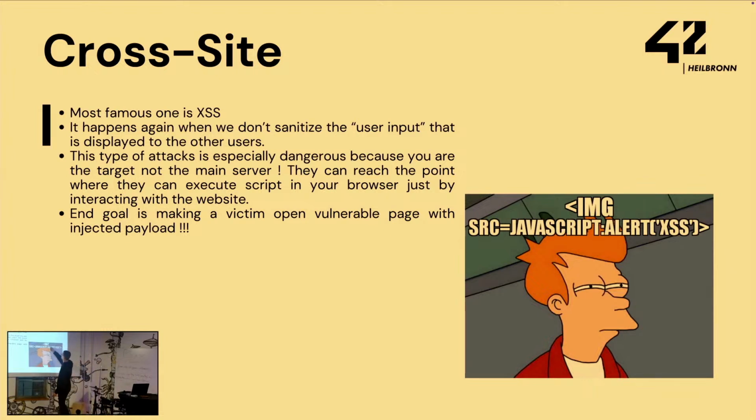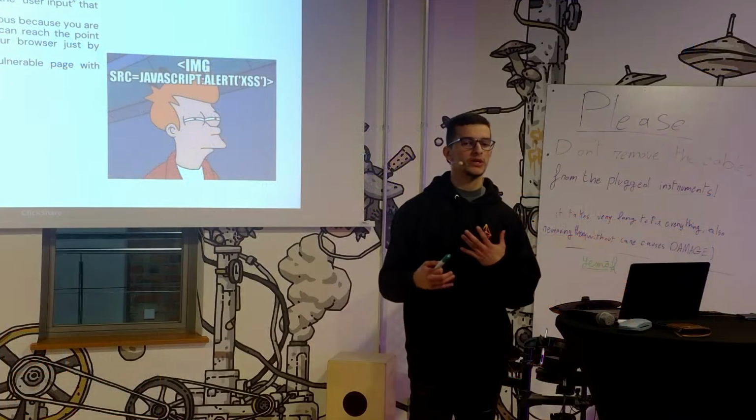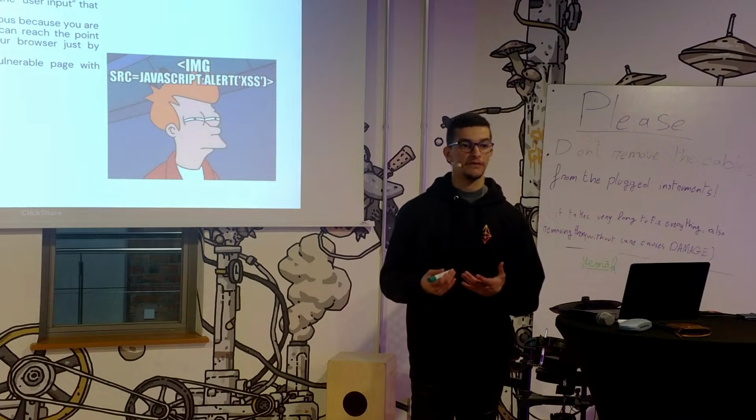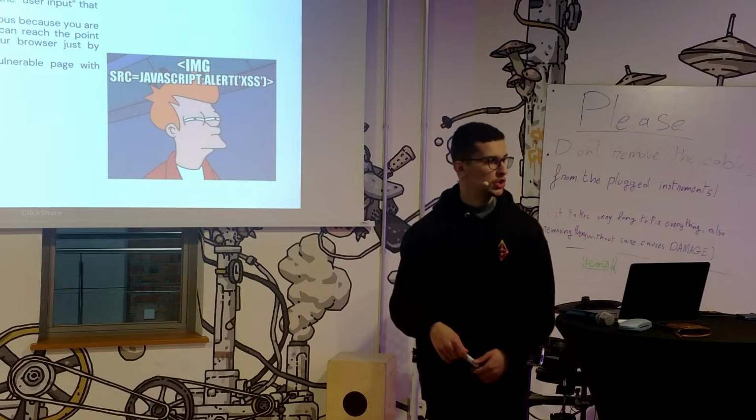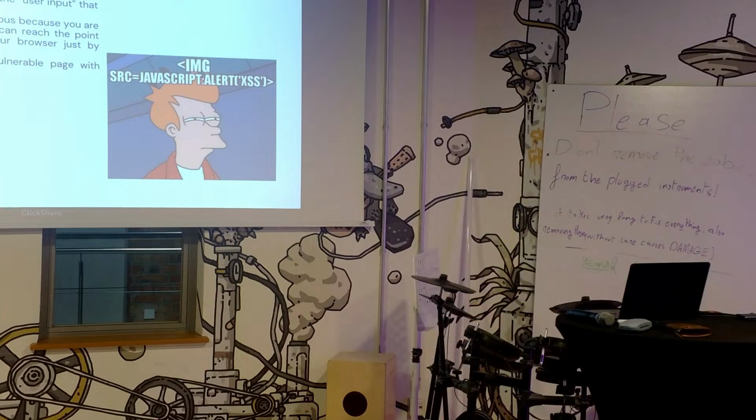Okay? This is an example. Inside an image, basically you can call JavaScript alert XSS. This will inject this code and run it in the front end. It happens again when we don't sanitize the user input that is displayed to the other users. This type of attack is especially dangerous because you are the target, not the main server. So when you are doing XSS, most of the time you're trying to attack someone else. You're not trying to attack the server itself, because it's front-end based, so it's only displayed to the client.